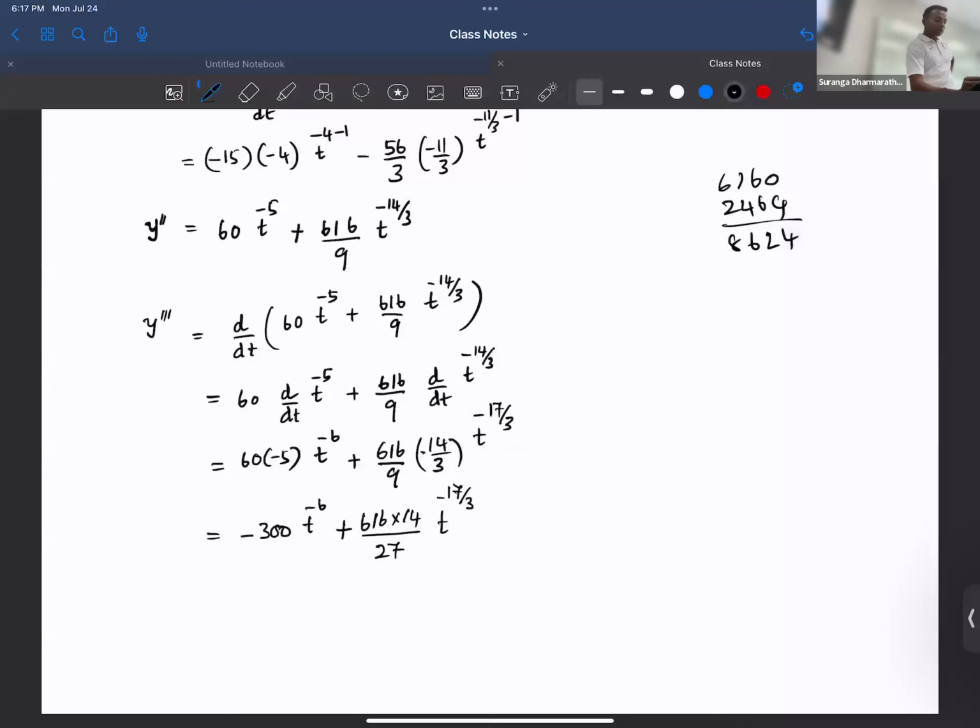That should be minus, yes. That should be minus. That's good. That's why it's a triple prime. Does that make sense now? Yeah, good.